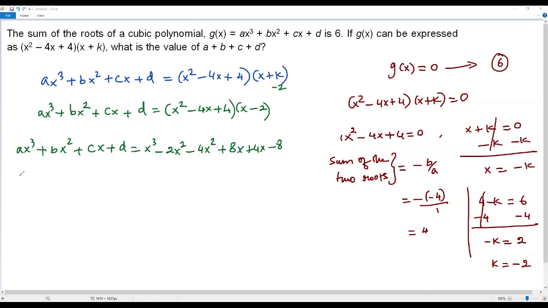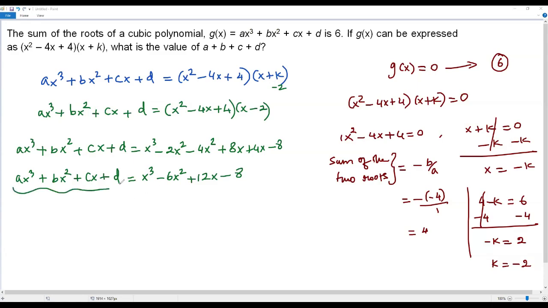Let me continue to the next step. Ax cube positive bx square positive cx positive d. I have written the expression on the left side as it is. Now let me combine the like terms on the right side. So negative 2x square and negative 4x square are like terms because both the terms contain x square. When I combine them, I'm getting negative 6x square. Here I can combine positive 8x and positive 4x. I'm getting positive 12x, negative 8. Okay, now the expression on the right side is completely simplified.